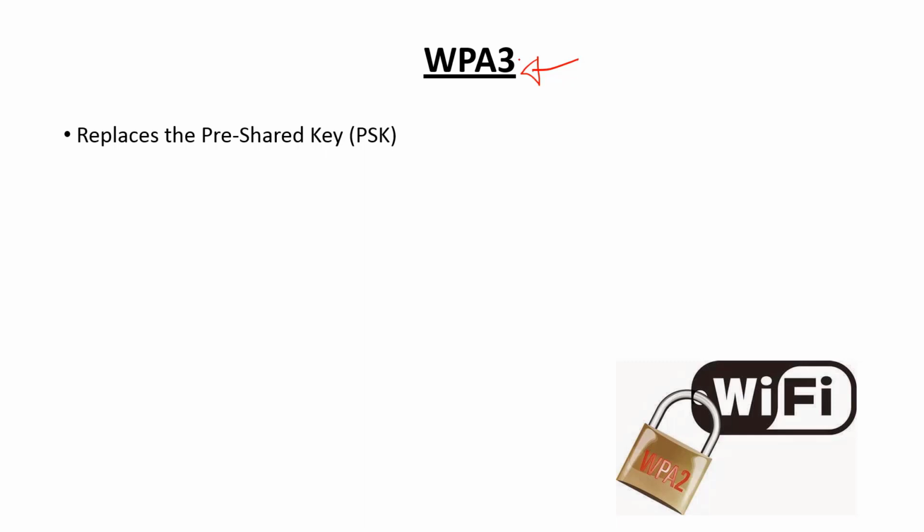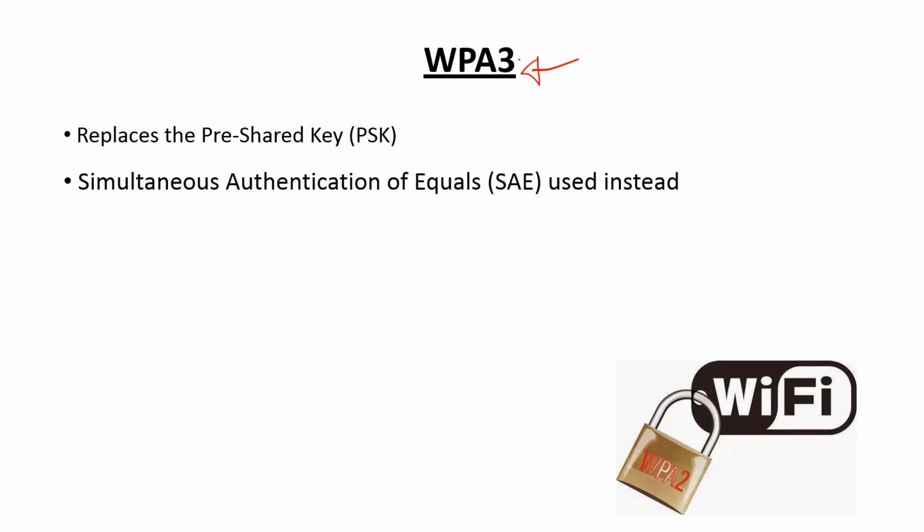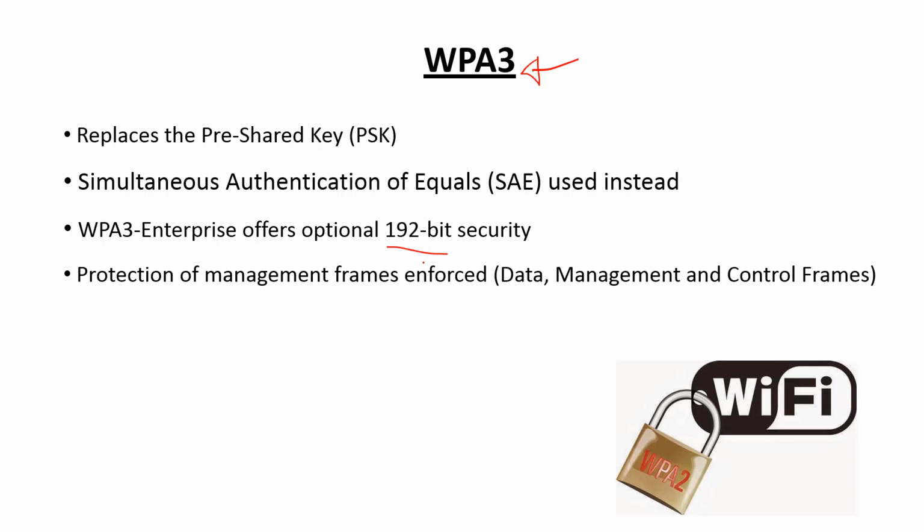Now it replaces the pre-shared key, adding even better security, and instead we're using the simultaneous authentication of equals, which is SAE for short. So this is used instead. If you're using it on the enterprise, you obviously wouldn't pay for enterprise security for your home network. There's an optional 128-bit security which you can turn on or off.